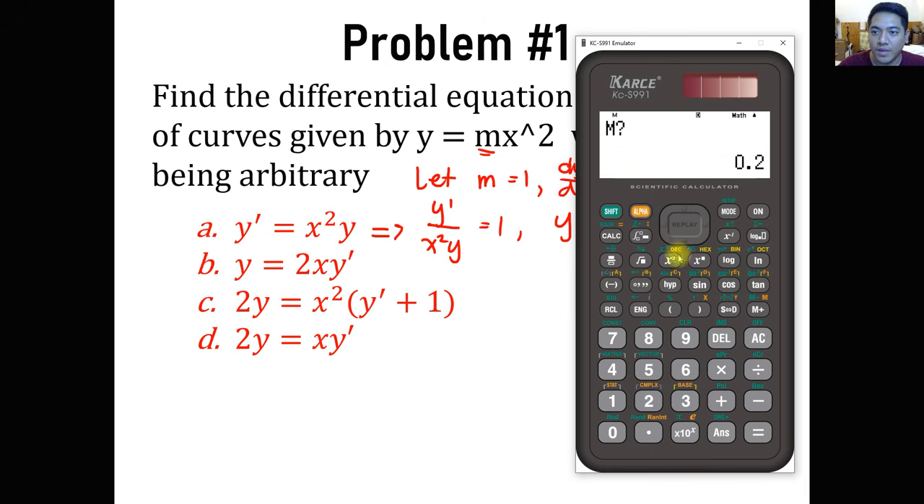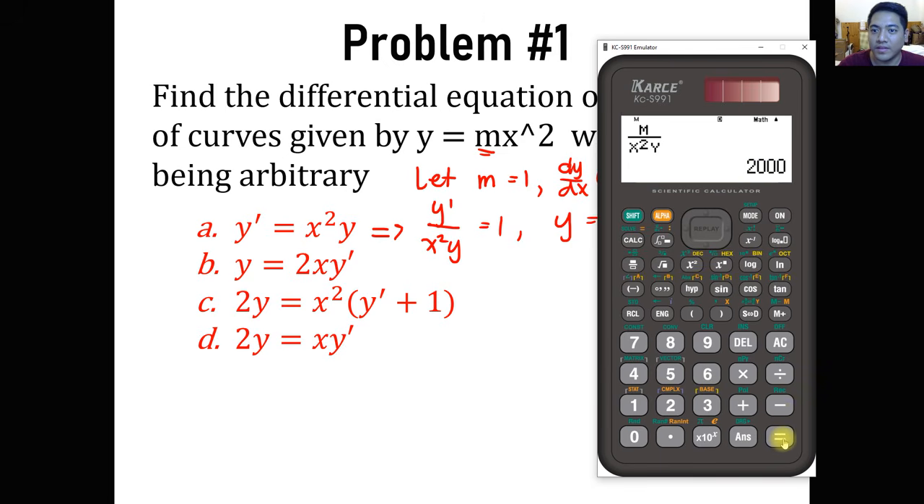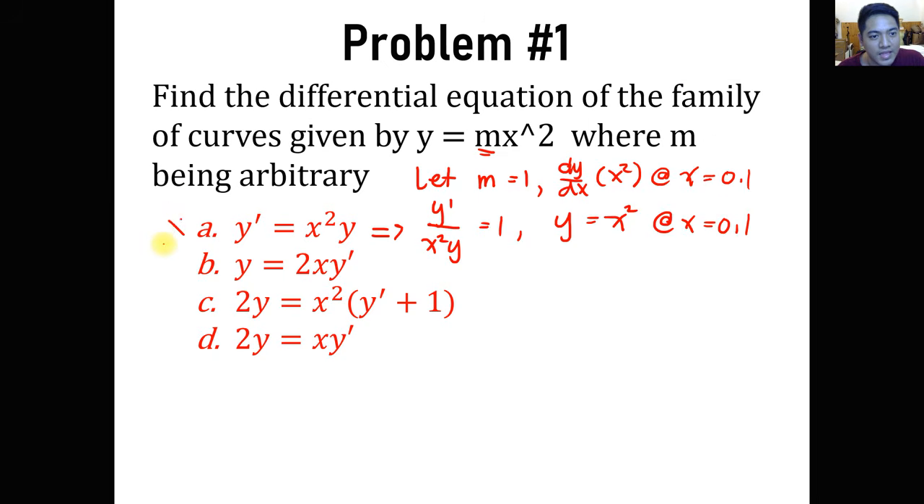So m equals 0.2, that's what we got a while ago. x is 0.1, that's good. And y is what we have stored in the y a while ago, the result when we just substitute x equals 0.1 to the x squared. So if it's going to be 1, it's the answer. So letter A is not the answer. Let's move on to letter B.